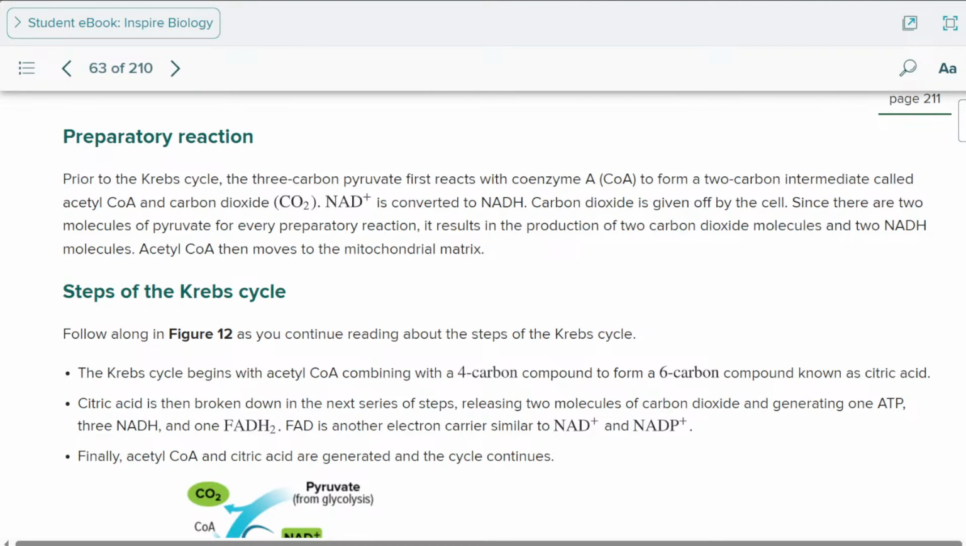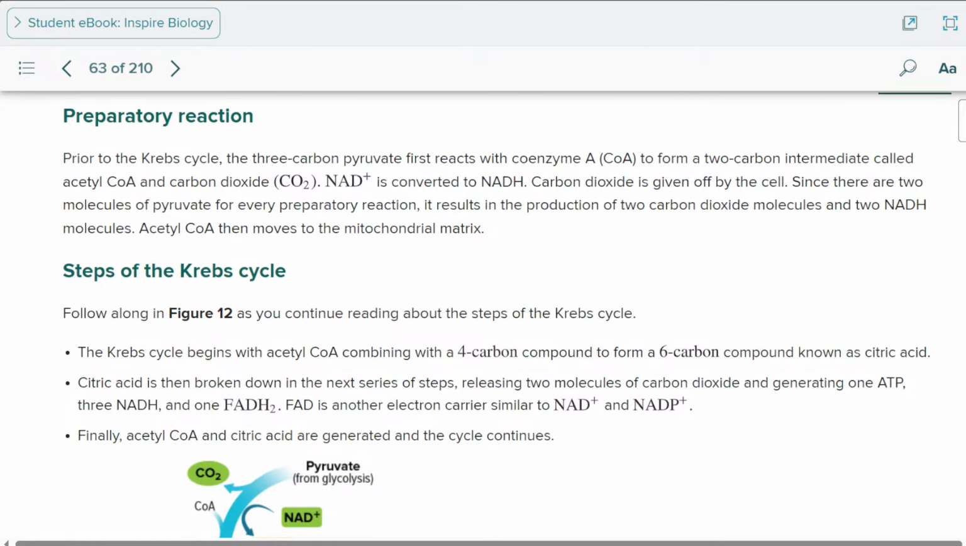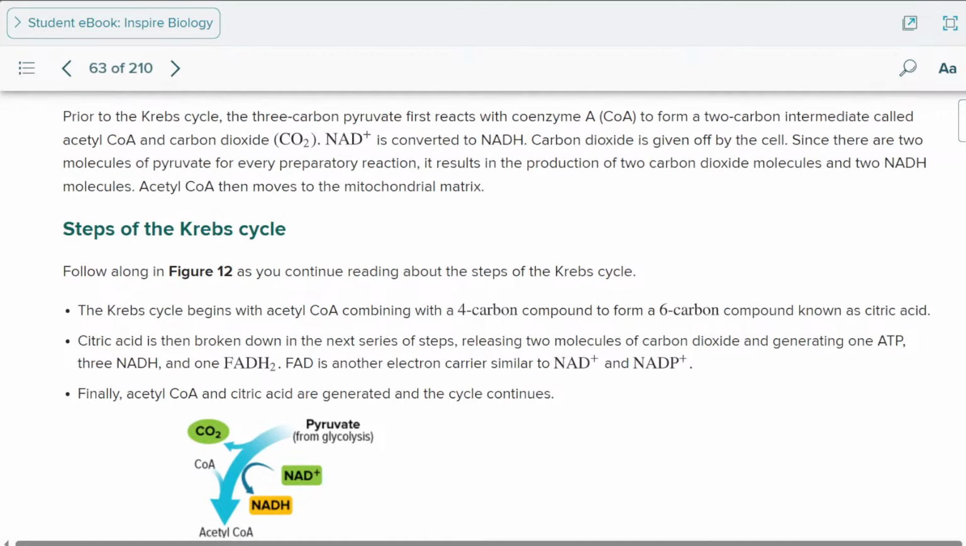So prior to the Krebs cycle, this is the preparatory reaction. The 3 carbon pyruvate needs to react with coenzyme A, or CoA, to form a 2 carbon intermediate called acetyl CoA and carbon dioxide. So these two are going to be formed, and honestly, it's not really something changing. It's simply that we're going to turn the pyruvate into an acetyl CoA. It's just like you light a candle, and just because you want to change how the wax is shaped, you light it up and you change its shape and it stays the same, you know. That's kind of the goal here.